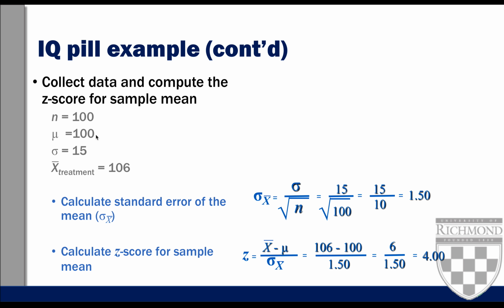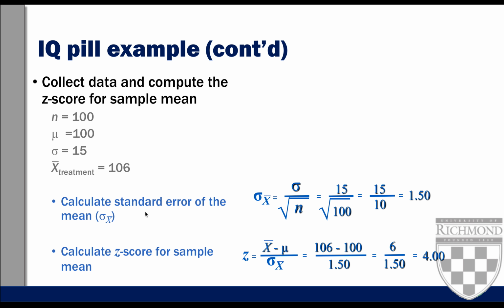Okay? So in the population, we know IQ is 100. In the treatment group, we get 106. So that's bigger than 100. But is it big enough to not be due to sampling error? In other words, how unusual is it for a mean score of 100 or 106 to be observed when sample size is 100? For us to understand that, we have to calculate the standard error of the mean.